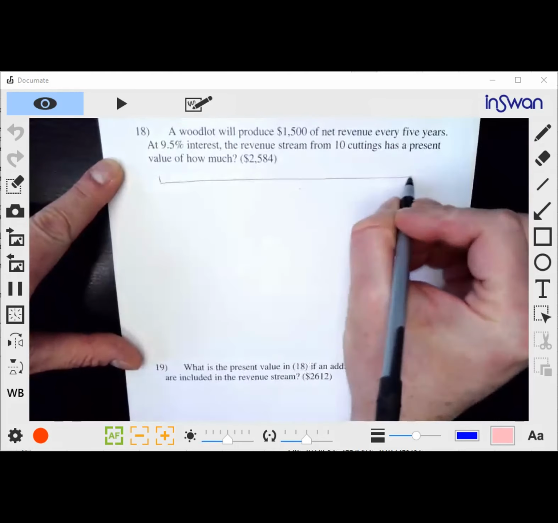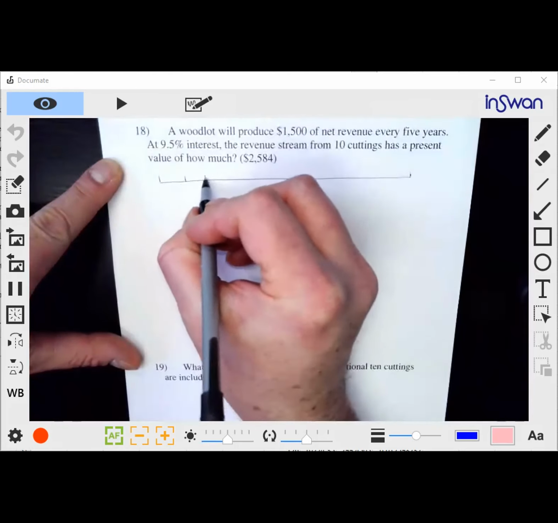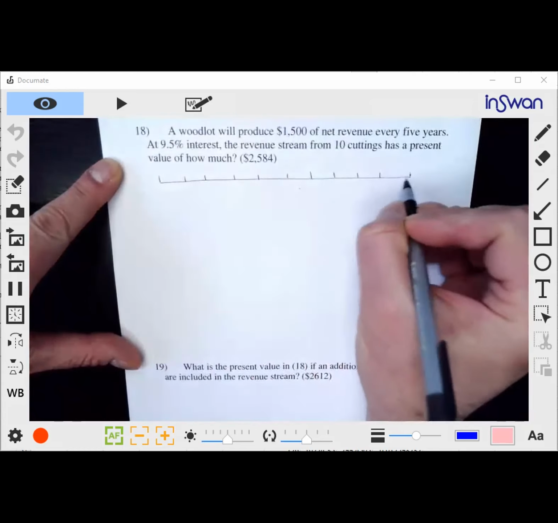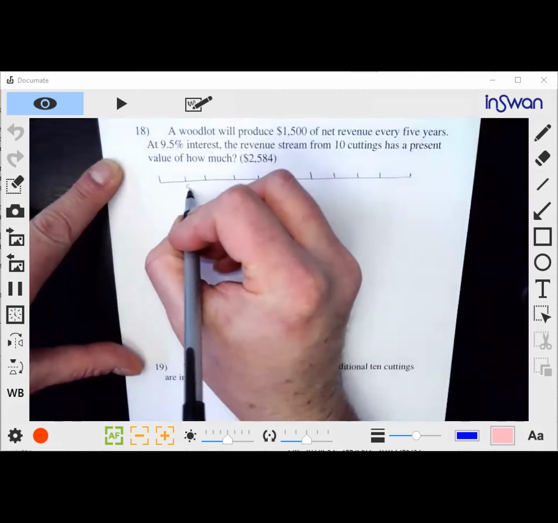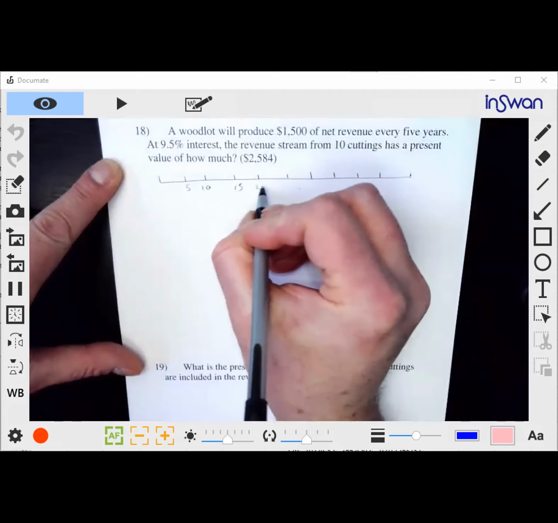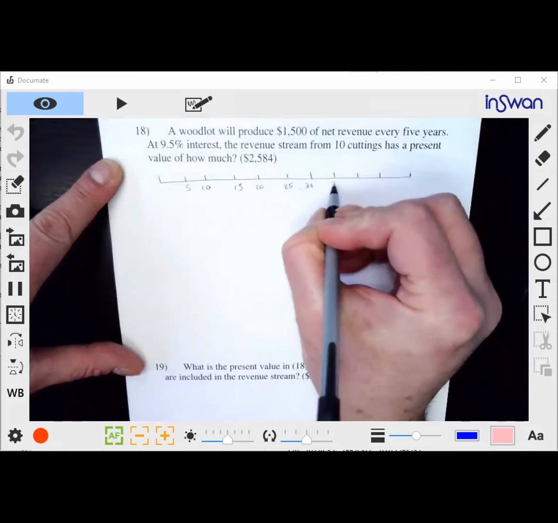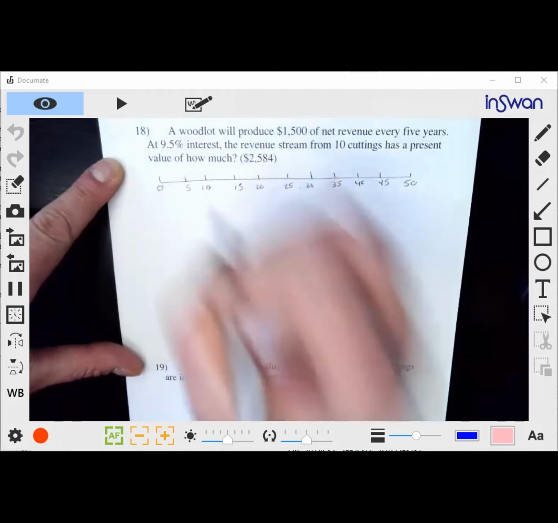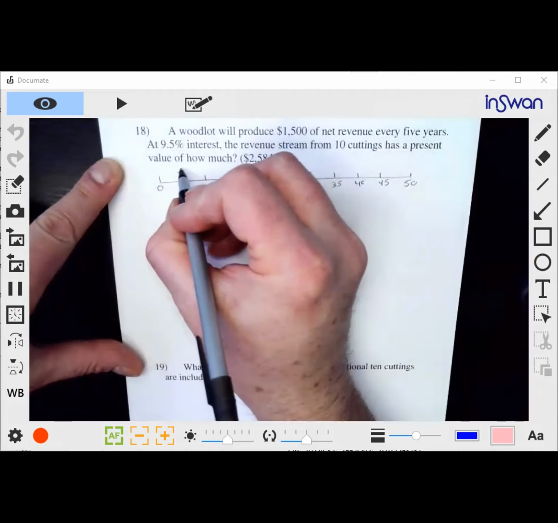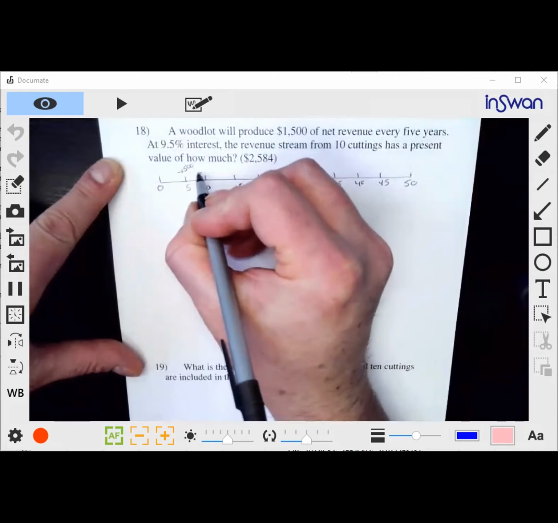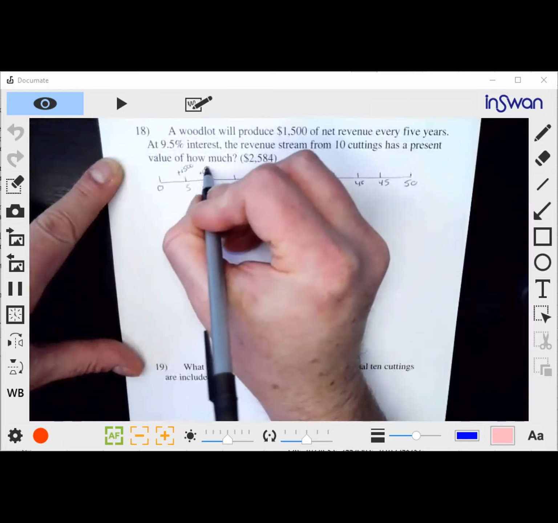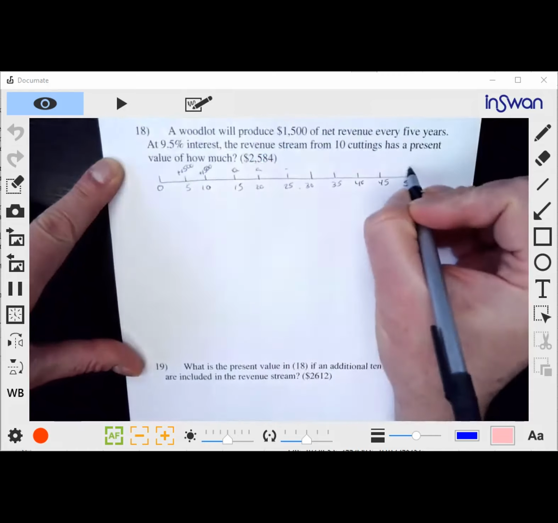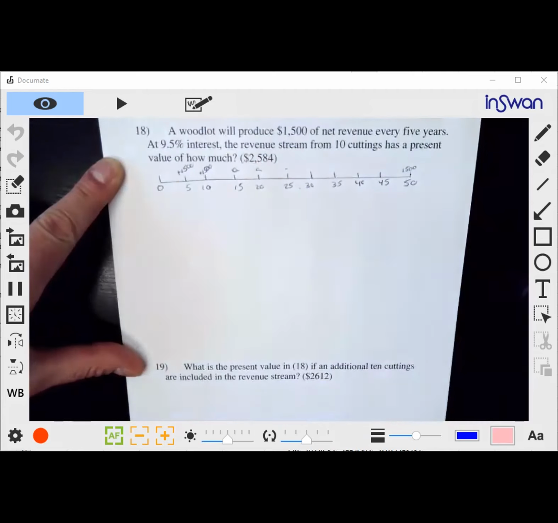So, right to it. Timeline 1, 2, 3, 4, 5, 6, 7, 8, 9, 10 would be there, and that would be at 5, 10, 15, 20, 25, 30, 35, 40, 45, 50, 0. I'm not going to draw them all out, but we have all of these. Plus 1,500. So we're going to get 1,500, that's what A is, all the way out to here.